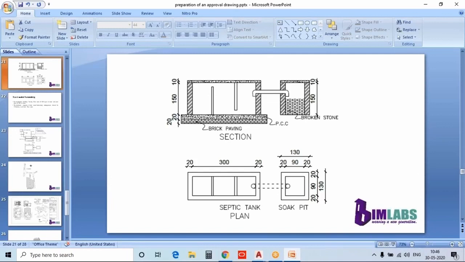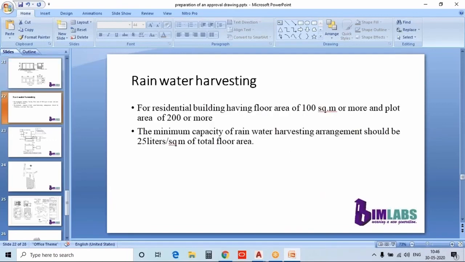But we have to place a septic tank plan, sections, and soak pit details on the approval drawing. Then, when it comes to rainwater harvesting, for a residential building having a floor area of 100 meter square or more and a plot area of 200 meter square or more, rainwater harvesting should be provided. 200 meter square means if the size of the plot is above, I think, 2150 square feet, then you have to provide rainwater harvesting for that building.